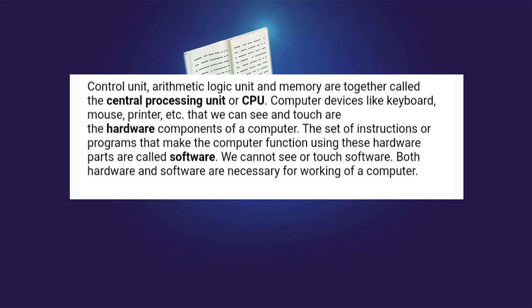Computer devices like keyboard, mouse, printer, etc. that we can see and touch are the hardware components of the computer. The set of instructions or programs that make the computer function using these hardware parts are called software. We cannot see or touch software. Both hardware and software are necessary for the working of a computer.